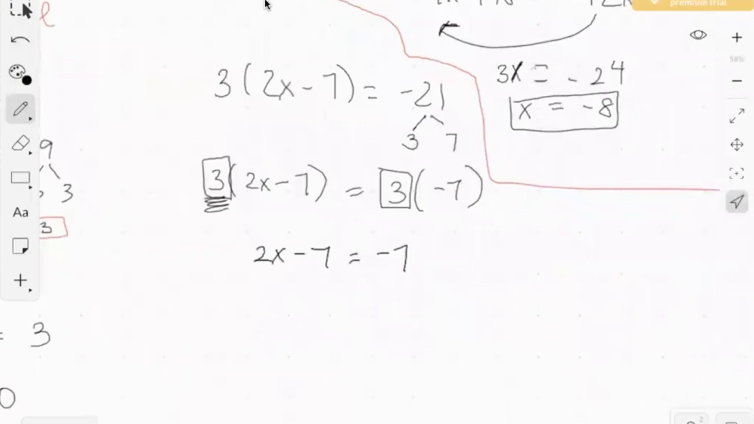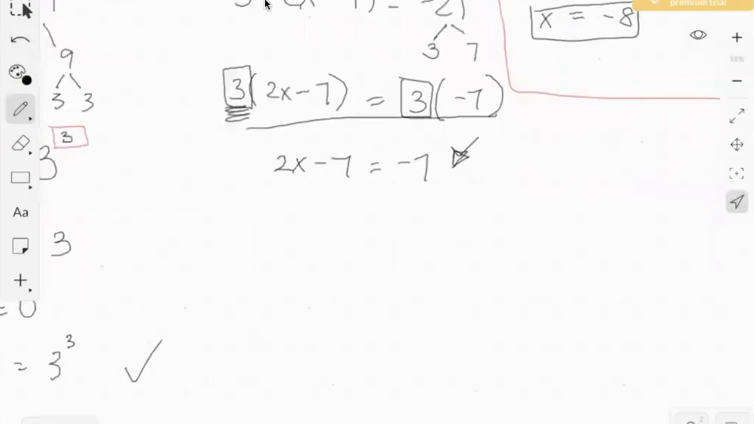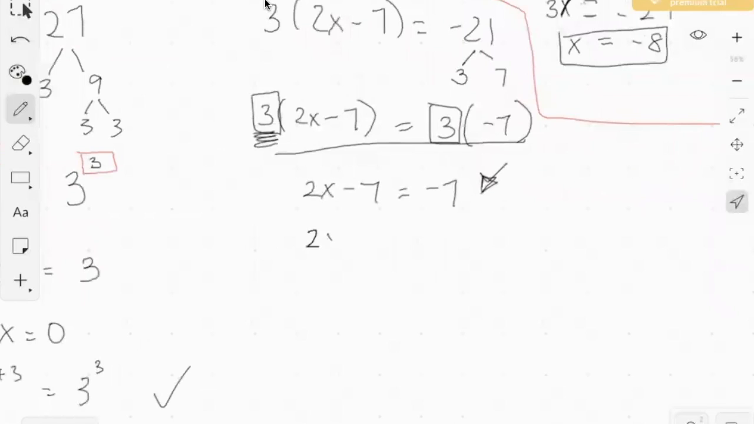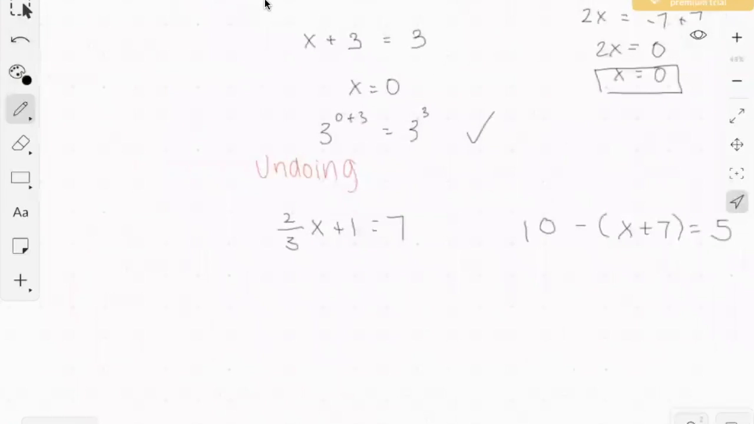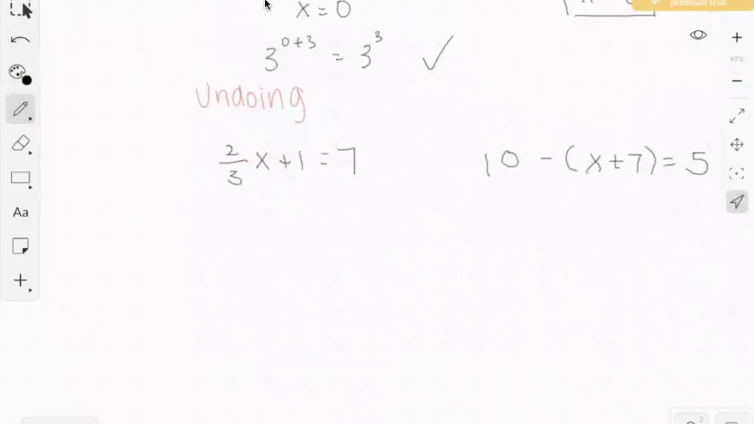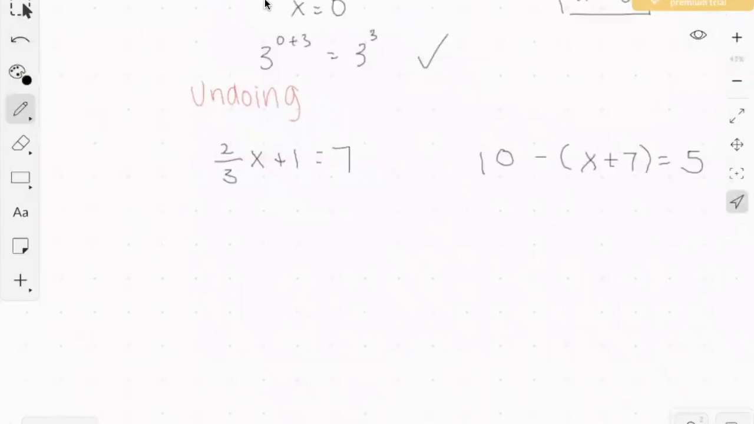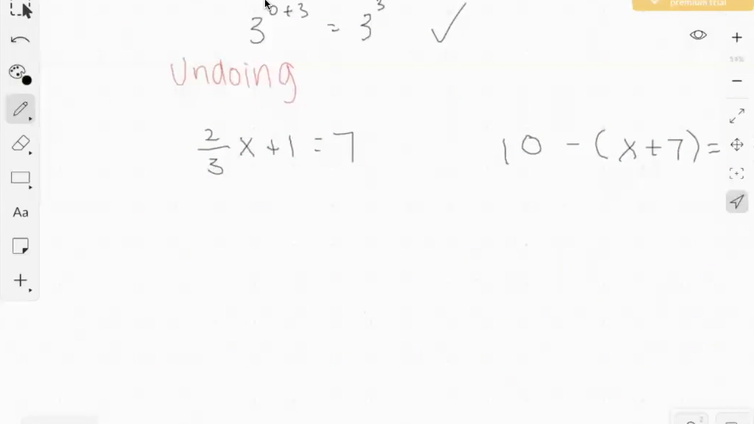Another way to think about this is that you divide this equation by 3, which leaves you with this equation. So from here, 2x equals negative 7 plus 7. In this case, 2x equals 0, and x equals 0. Okay. And then finally, we have undoing, which is simplifying the equation using addition, subtraction, or multiplication.